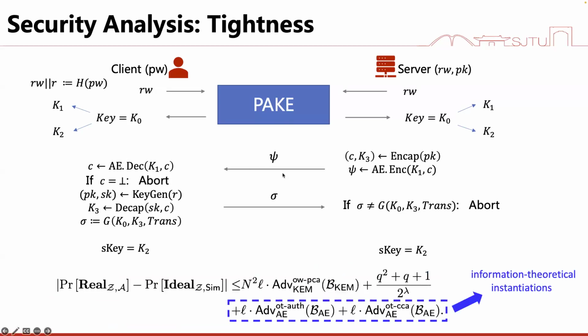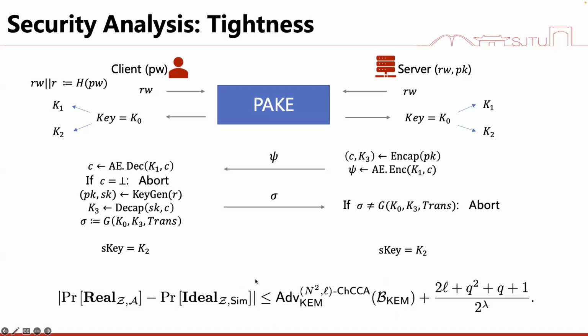And recall that our compiler uses two building blocks, a one-way PCA secure CAM, and a one-time secure authenticated encryption. And the one-time secure AE has efficient information theoretical instantiations. So most of the security loss is from CAM. And if the underlying CAM has tight security under the multi-user, multi-challenge setting, and the underlying PAK has tight security, we can obtain a tightly secure APAC protocol. And such tight CAM and PAK schemes exist under the matrix DDH assumption.